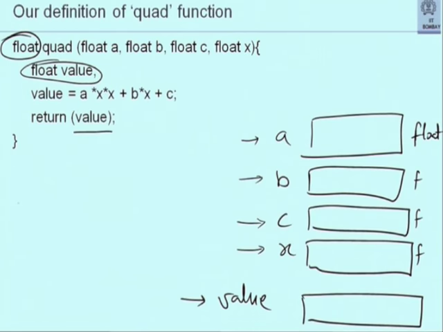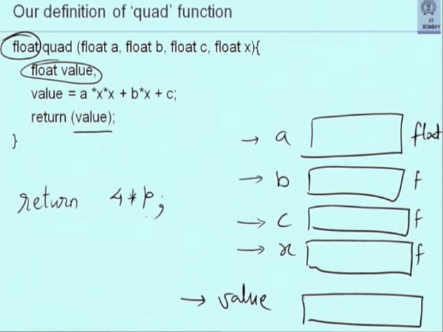I can also say return, and I can write an expression. It is incidental that I am returning a value which was declared as float. But I can write any expression here, 4 star p. Imagine p was integer. If p was integer, what would happen? P multiplied by 4 will also be an integer. But it will necessarily be returned as a floating point value because of this declaration attached to the name of the function.